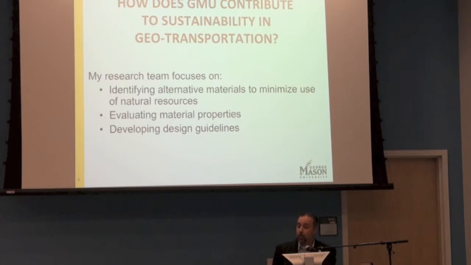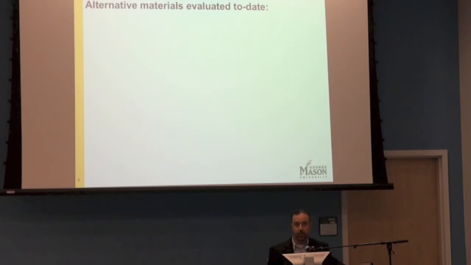So how does GMU contribute to all of this? Well, my research team focuses on identifying alternative materials to minimize the use of natural resources, then evaluating these material properties, and ultimately creating design guidelines for implementation.